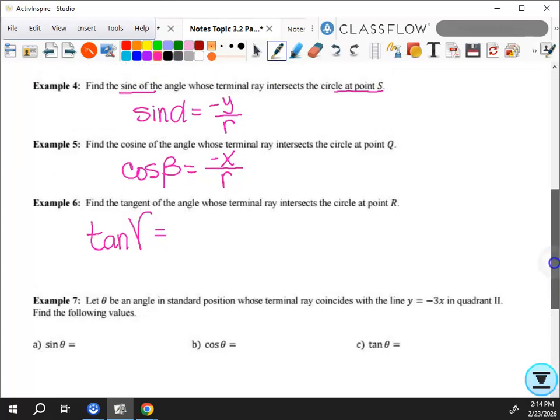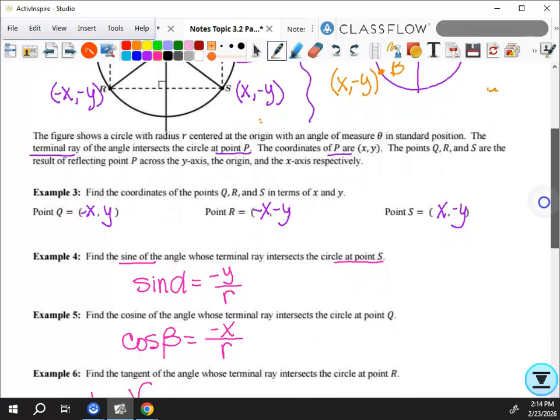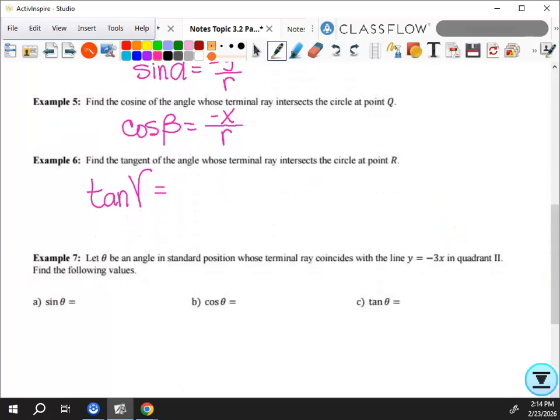All right, so then that's at point R. I know that negative, what goes on top? No. Negative y over negative x, which just gives me y over x. Okay. Because in the third quadrant there, tangent is positive. Yes? All right, any questions at all?